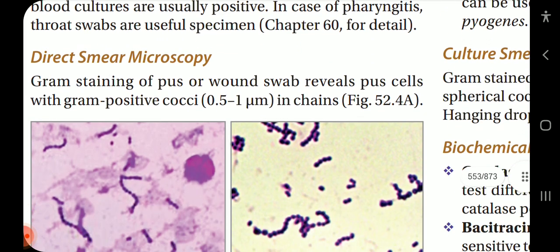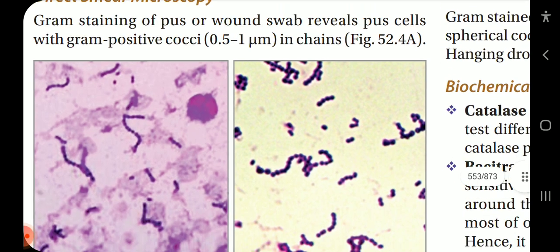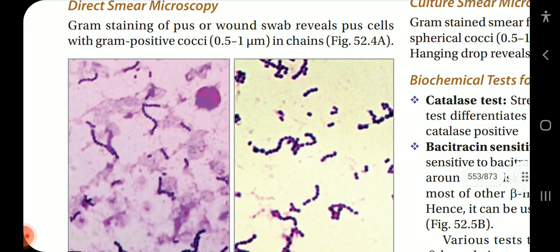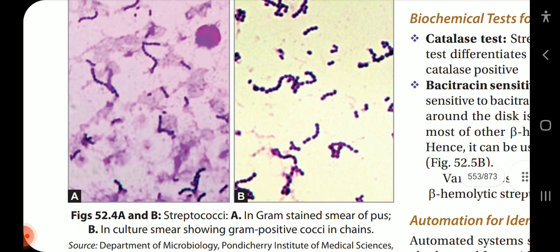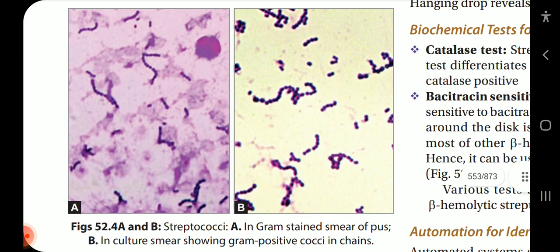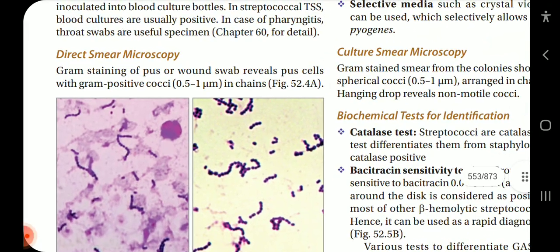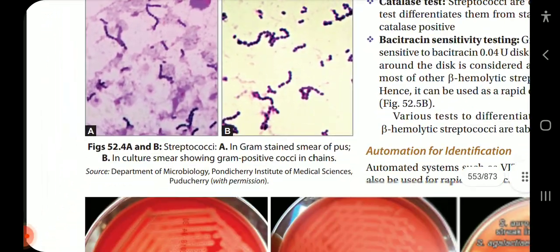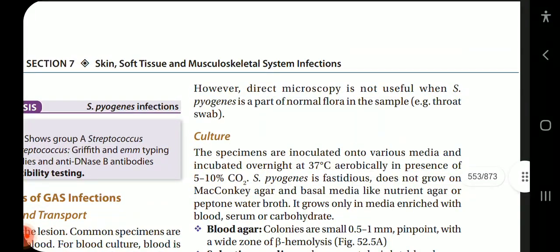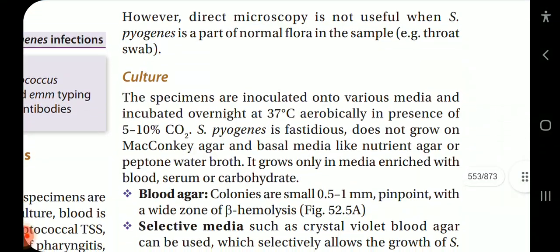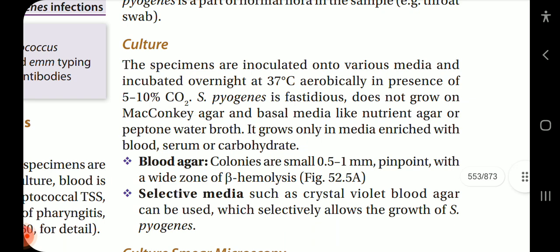Direct smear microscopy. Gram staining of pus or wound swab reveals pus cells with gram-positive cocci, 0.5 to 1 micrometer. In this figure, we can see the streptococci in the gram-stained smear of pus and in the culture smear, showing gram-positive cocci in chains. Now, however, direct microscopy is not useful when Streptococcus pyogenes is part of normal flora in the sample, for example, a throat swab.